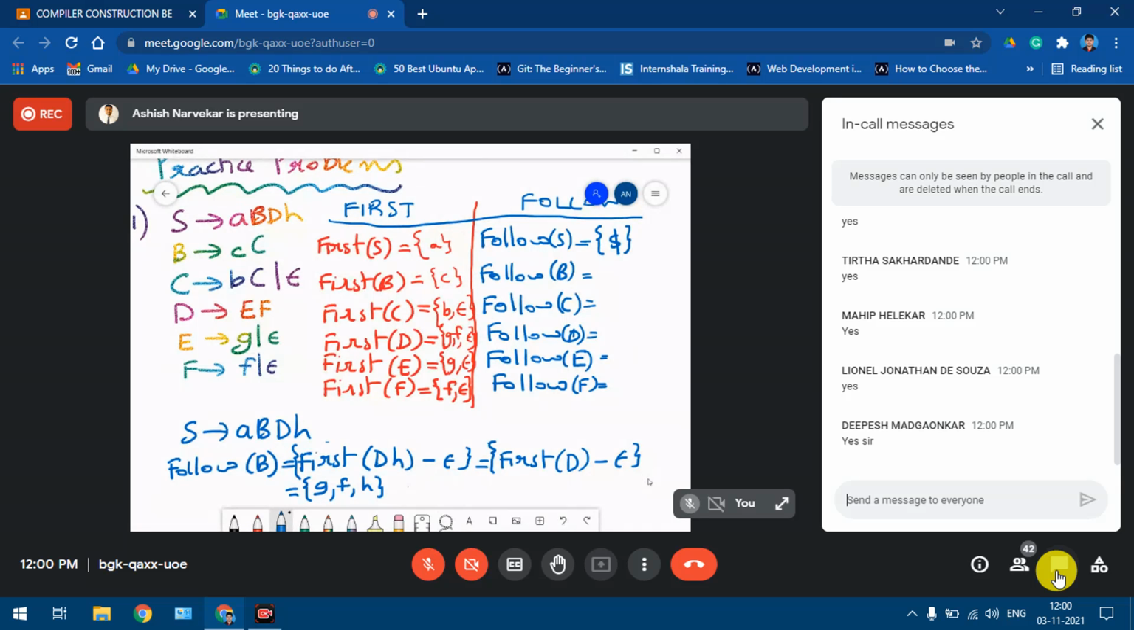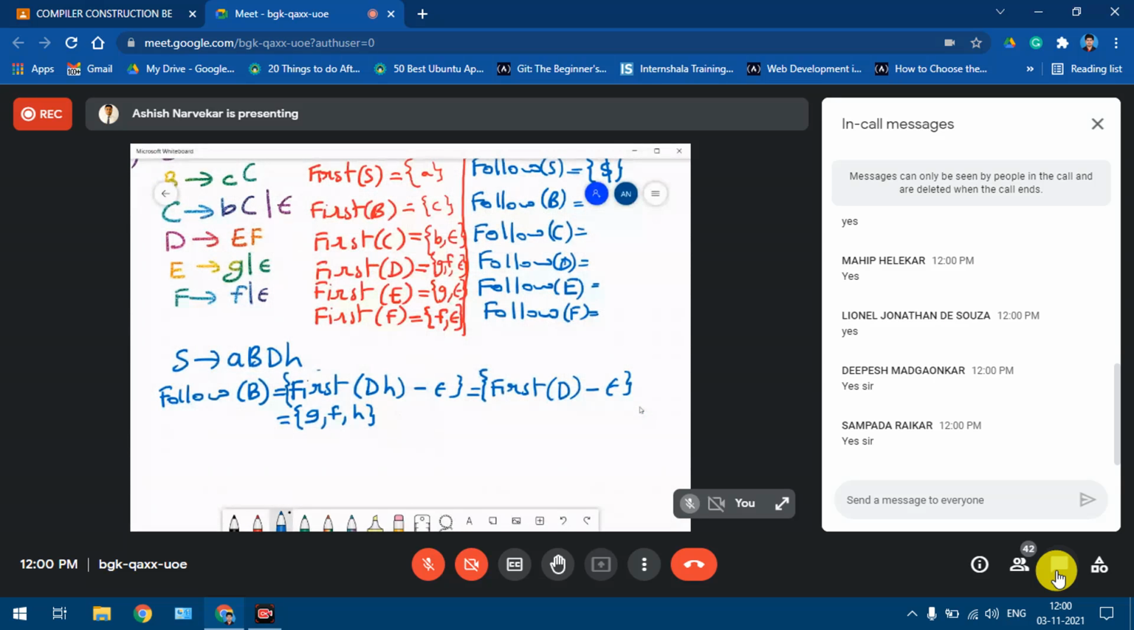Okay, so what I was saying over here is that this is a bit tricky. To find the follow of b, it will be equal to first of this entire thing minus epsilon. Now first of d contains g, f, and epsilon. So if I write this RHS over here, a, b, d, h, then follow of b will be equal to first of d minus epsilon. So g, h, g and f are there by default. Now it also contains epsilon.